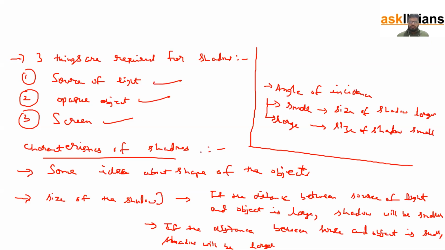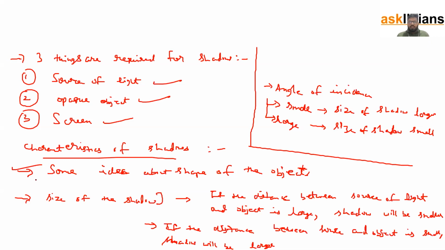So these are the basic characteristics of shadows. Shadows give us some idea about the shape of the object, but this can be misleading sometimes. Second, if the distance between source of light and object is large, the size of the shadow will be small, and if the distance is small, the shadow will be larger in size. The third characteristic is concerned with the angle of incidence: if the angle of incidence is small, the size of the shadow will be larger, and if the angle of incidence is larger, the size of the shadow will be small. Okay. So these are the basic characteristics of a shadow.